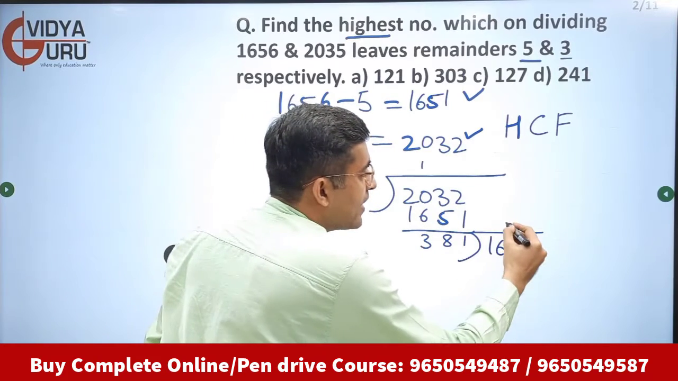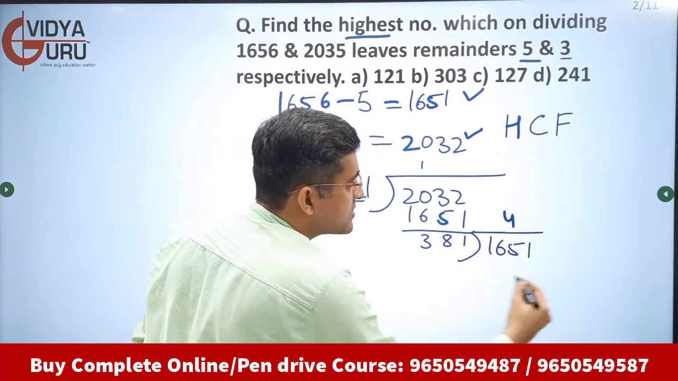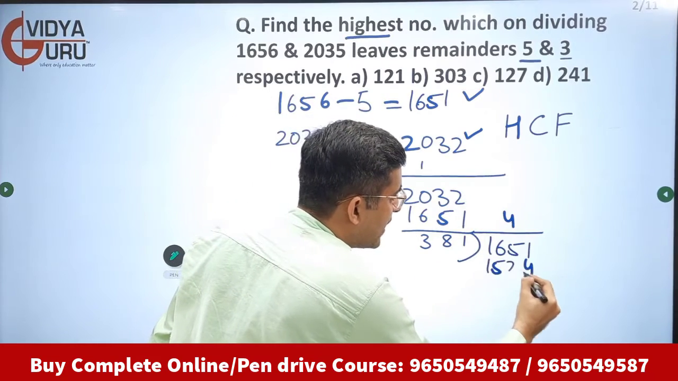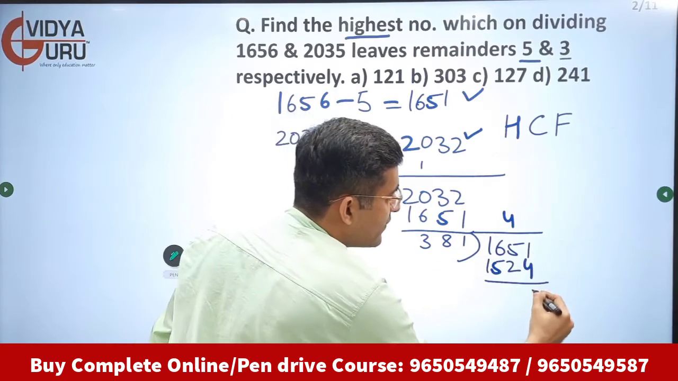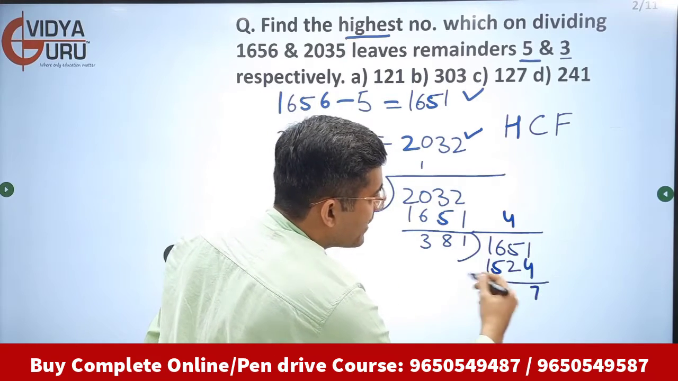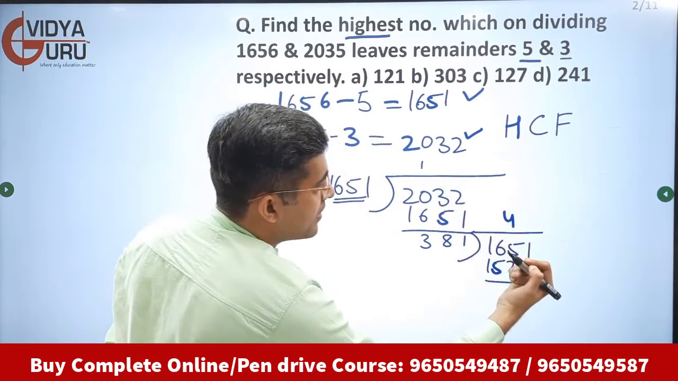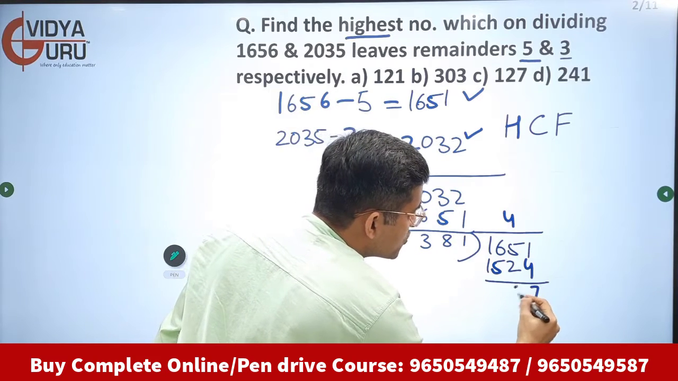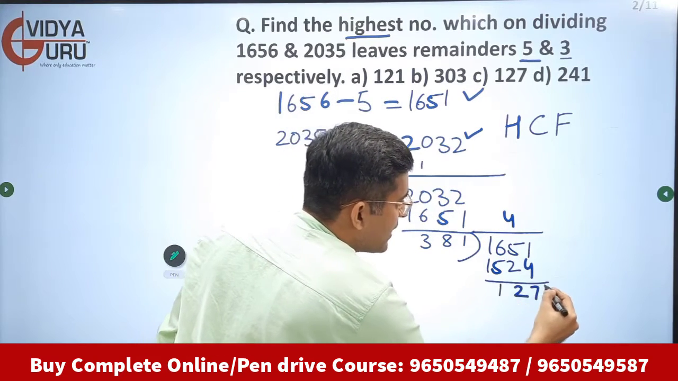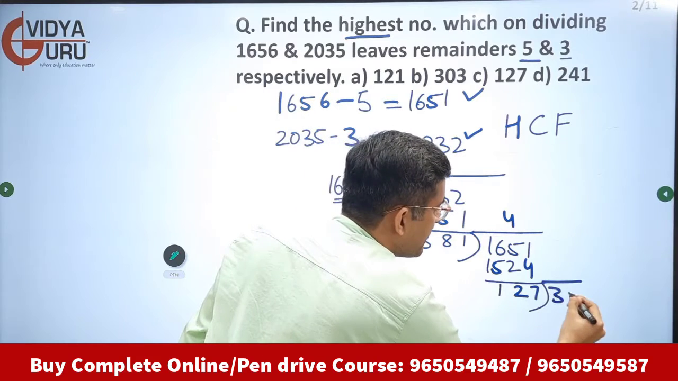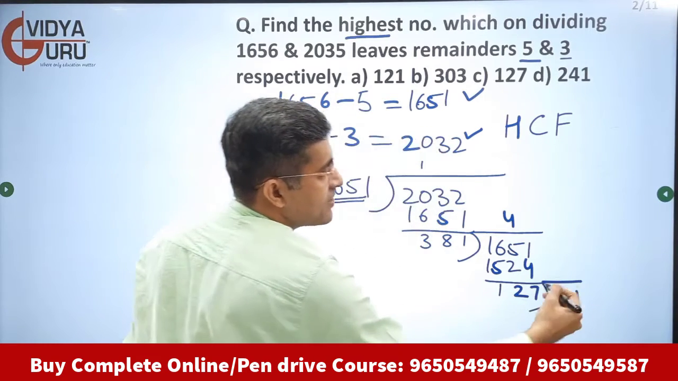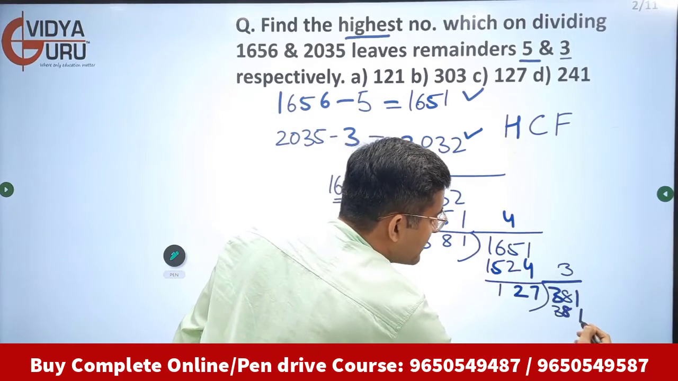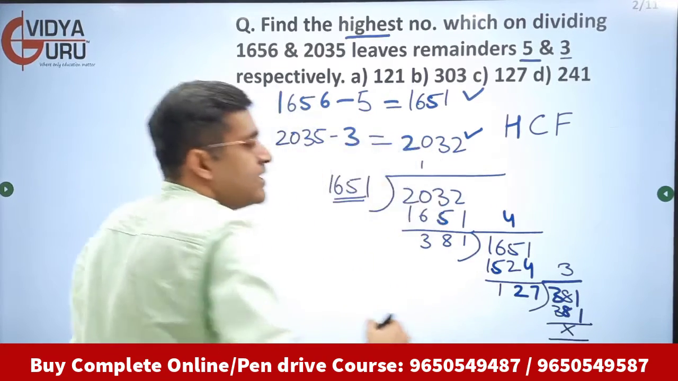So 381 4s are 1524. 11 minus 4 is 7. 4 minus 2 is 2. So 127, 381. So 127 3s are 381. Yes, it is completely divisible by 127.